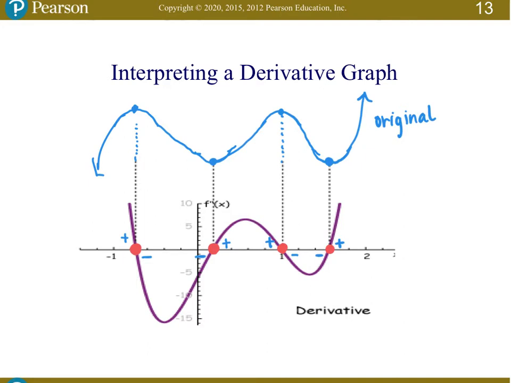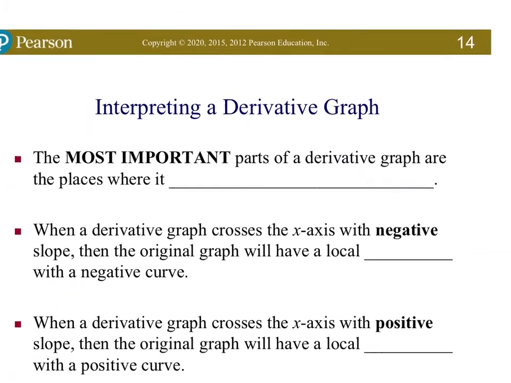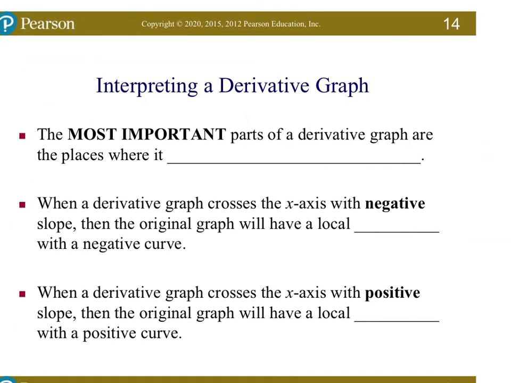That skill of being able to go from an original to a derivative or a derivative to an original is going to be hugely important in what you take away from today's lesson. So let's summarize that. The most important parts of a derivative graph are the places where it crosses the x-axis.